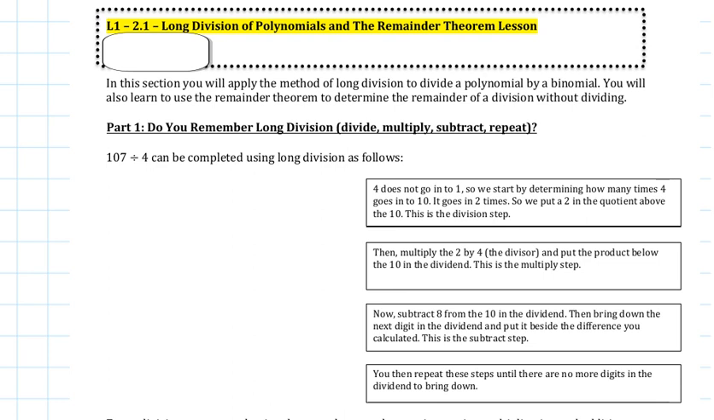Today we are going to start Unit 2, which is about polynomials and long division of polynomials. The first lesson that we're going to go over is the long division of polynomials and the remainder theorem.